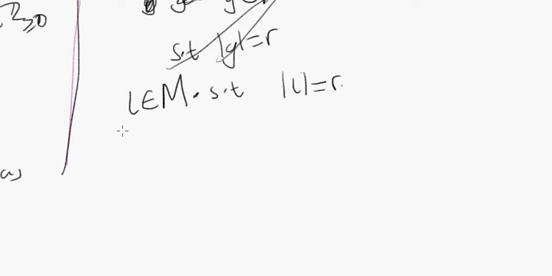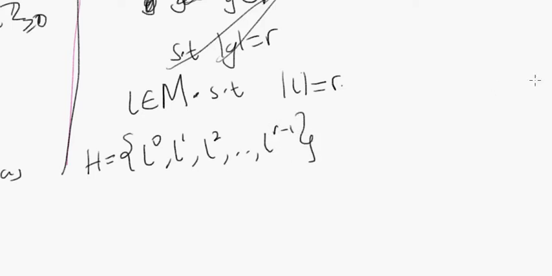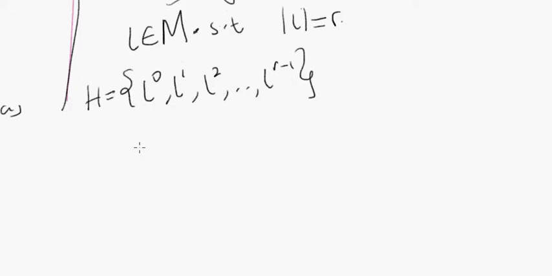Let's consider the following collection of objects. We're going to call it H, for lack of better letters. Well, there are better letters, but we're lazy. So: l to the 1, l to the 2, all the way up to l to the R minus 1. Let's consider this set H. First of all, is H a group?